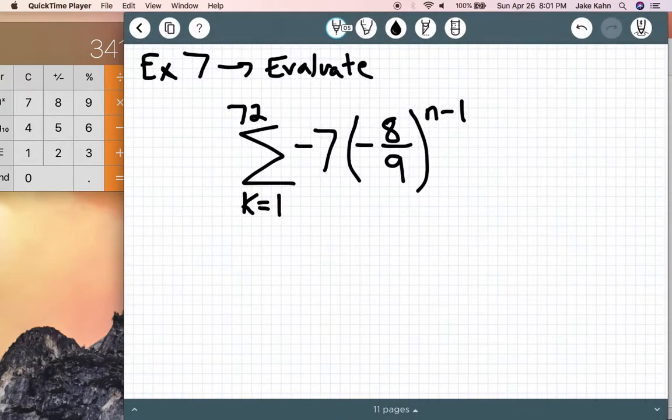Let's go over another one here. All right. Let's say that we have k equals 1 to 72 with an argument of -7 times -8/9 to the n minus 1 power. If we want to find the summation of this series, we are going to do the same exact thing.